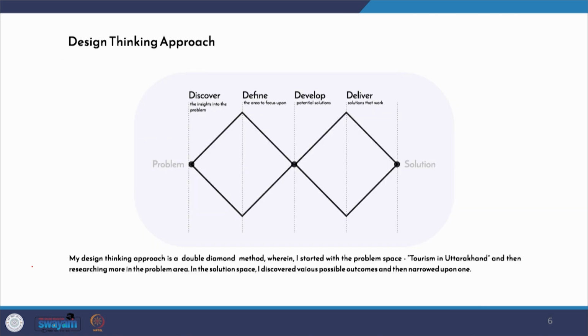The approach that has been utilized here is the double diamond. We can see that she started with the problem space, tourism in Uttarakhand, and then researched more in the problem area. In the solution space she discovered various possible outcomes and then narrowed down on one of the solutions. We will see how she proceeded.